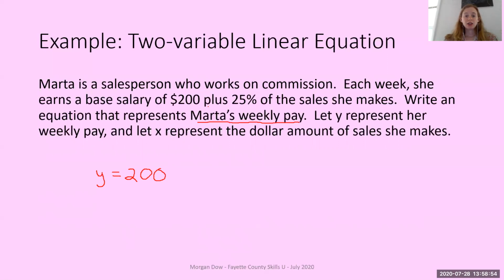And then in addition, so plus, she makes plus 25% of the sales she makes. So that keyword there is very important. It's showing us that these are all components of her paycheck that are getting combined or added together. So $200 base salary plus her commission.